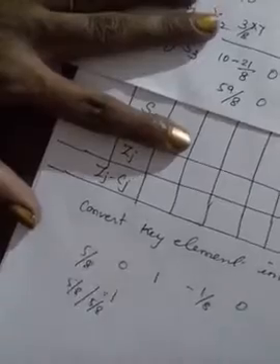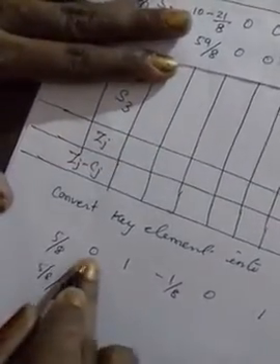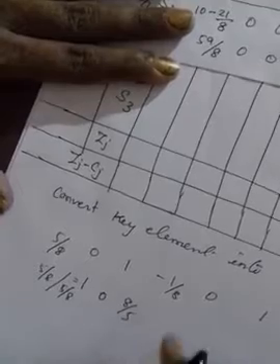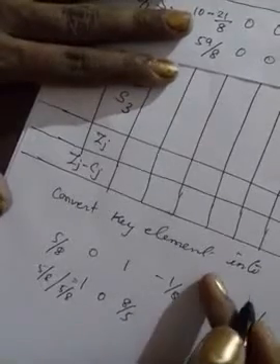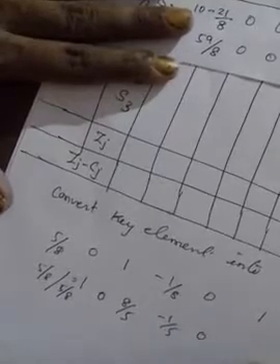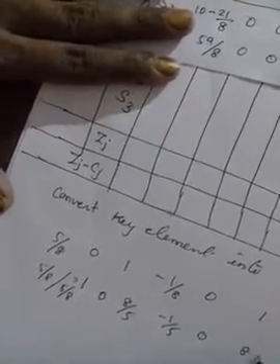Similarly, you have to divide the entire values with 5 by 8. If you divide with 5 by 8, we will get 0, and we will get 8 by 5, and dividing with 5 by 8, the 8 gets cancelled, you will get minus 1 by 5, and here you will get 0, and here you will get 8 by 5.